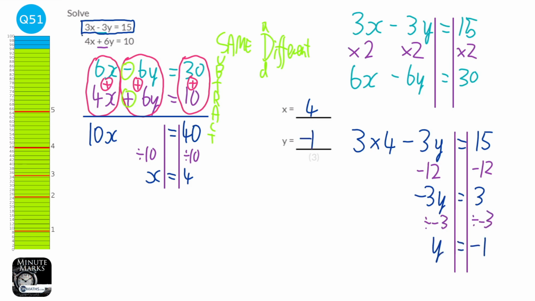And we can check this by substituting the x and y into the second equation. So 4 times 4 plus 6 times minus 1, which is equal to 10.